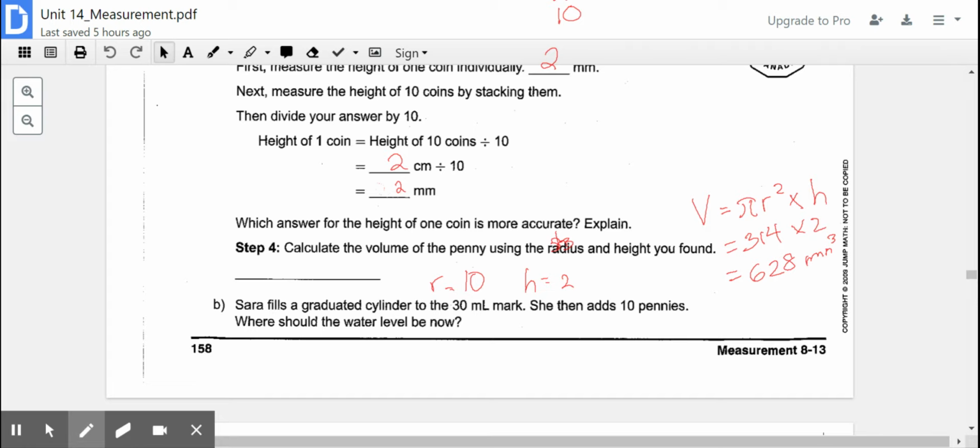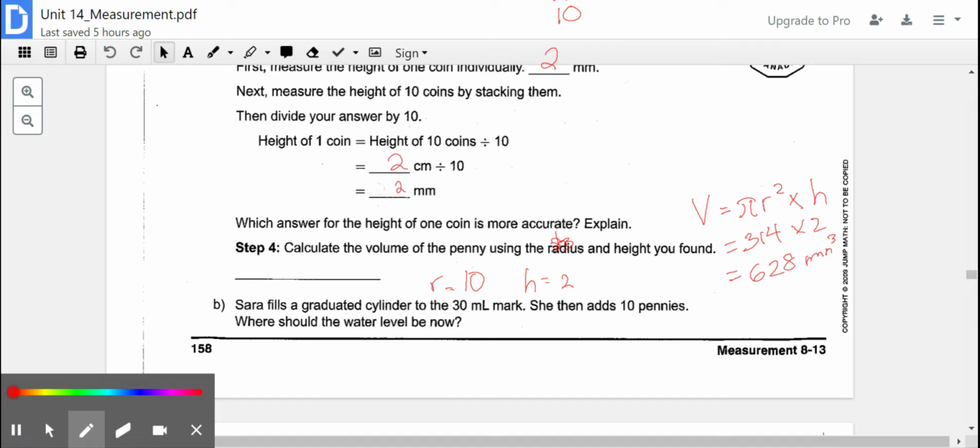Sarah fills a graduated cylinder to the 30 milliliters mark. She then adds 10 pennies. Where should the water level be now? That one I'm not sure. Where have we gone from millimeters to milliliters? I'll pause it and come back.